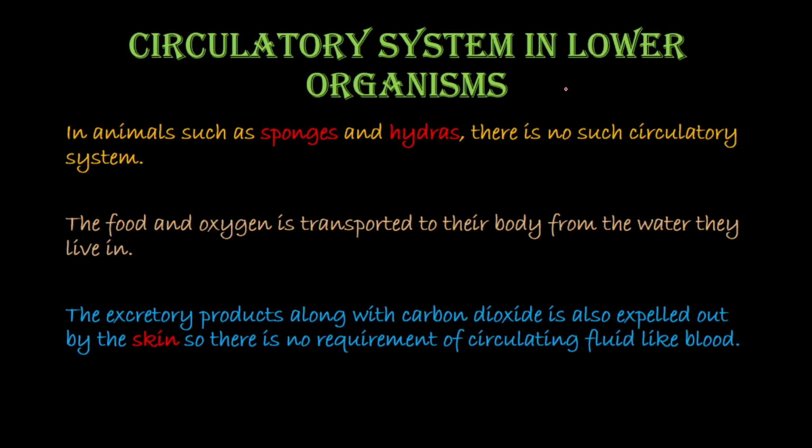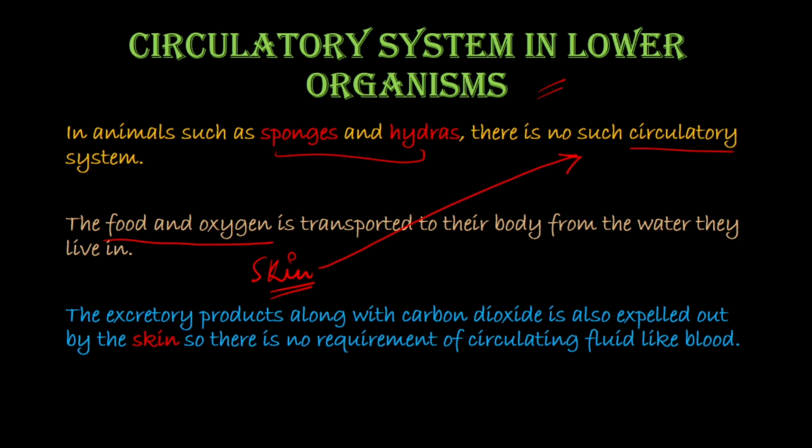Now the circulatory system in lower organisms, for example sponges and hydra, which are actually aquatic animals. Now they do not have any specific circulatory system because they excrete out the waste products through the skin, and also they take in food and oxygen with the help of their skin only, right? So there is no requirement of a different or specific type of circulatory system in these lower organisms.